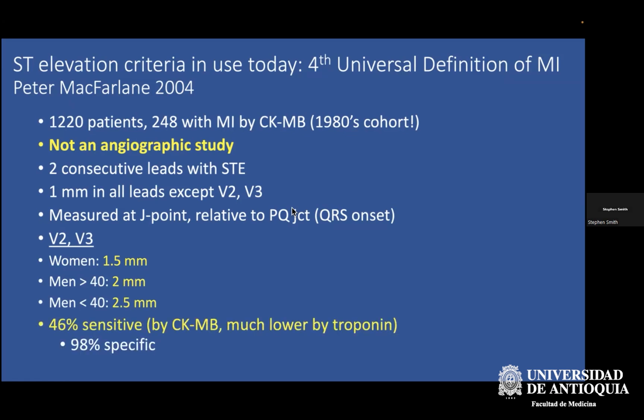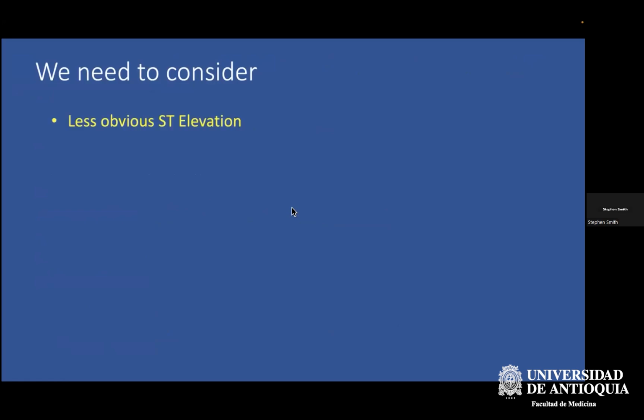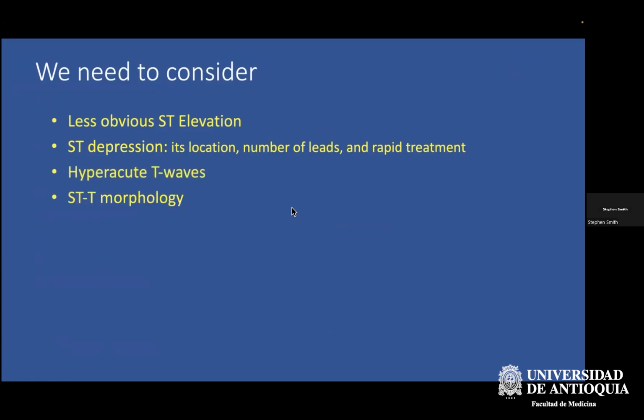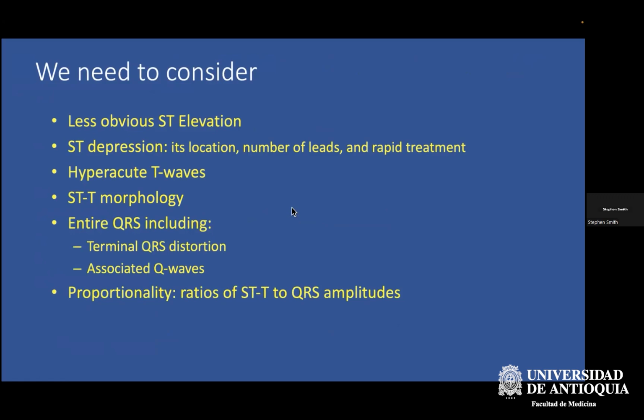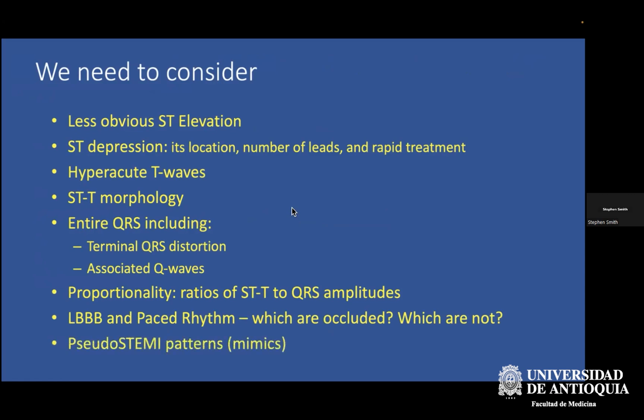This was 46% sensitive for MI by CKMB. This would be much lower by troponin, and 98% specific. We need to consider less obvious ST elevation, ST depression, its location, number of leads, and rapid treatment, hyperacute T waves, STT morphology, the entire QRS, including terminal QRS distortion, associated Q waves, and especially important is proportionality, ratios of STT to QRS amplitudes. In left bundle branch block and paced rhythm, we can't just say all of them are eligible for reperfusion. We have to figure out which ones are occluded and which are not.